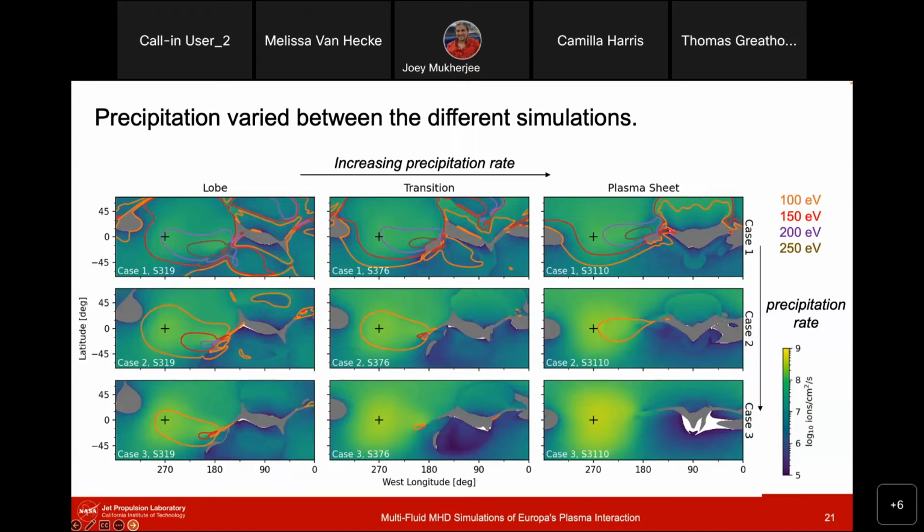Sorry, when you're talking temperature here, are you talking ion temperature or electron temperature, or are you assuming they're equivalent? This is the temperature of the magnetospheric ions. Okay. And I should mention this is a pretty simple calculation. This is just derived from the density and the pressure of the ion fluid. Yeah, thanks.